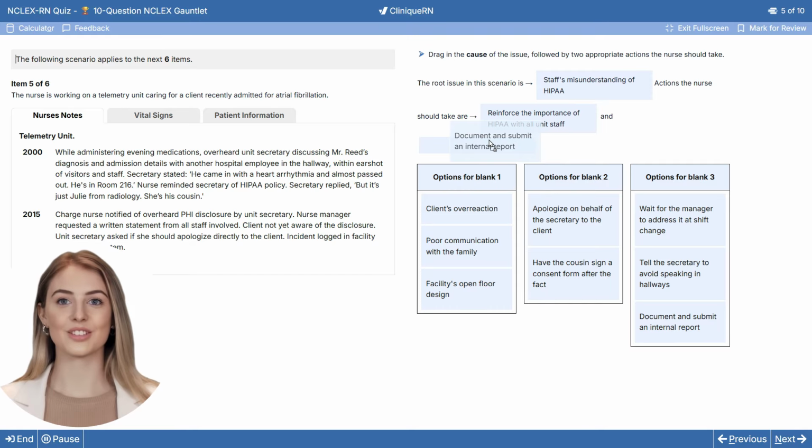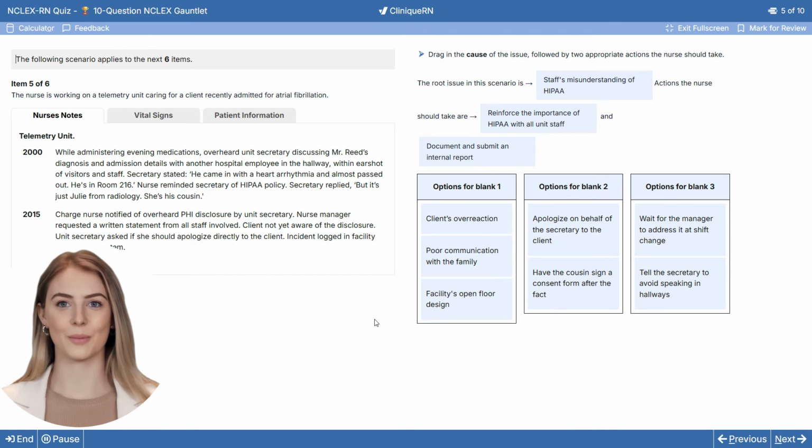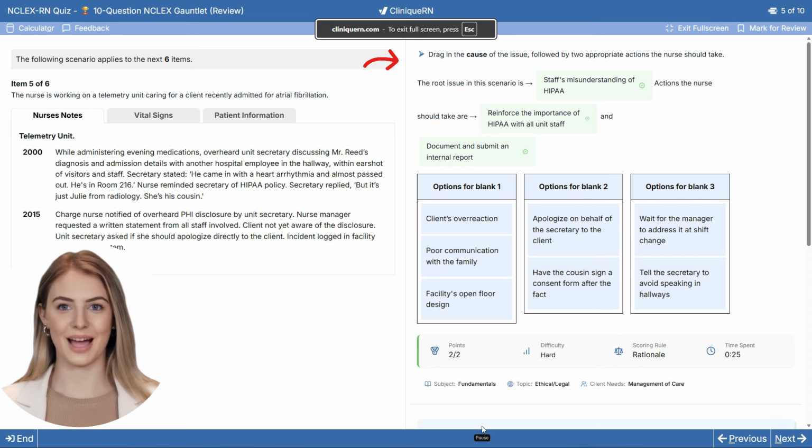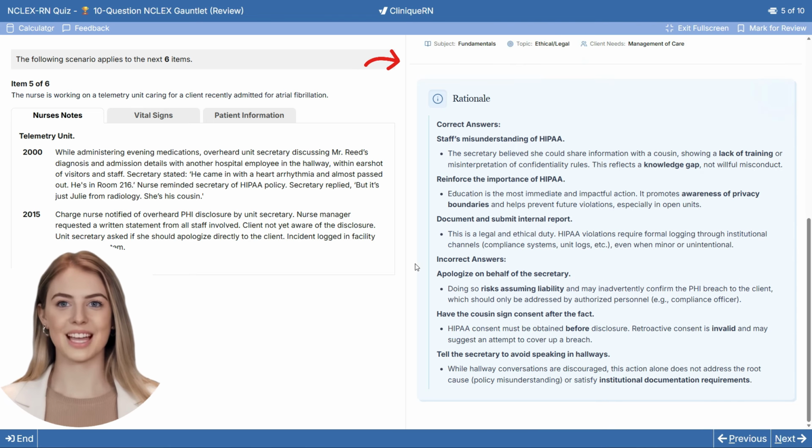Correct answer, document and submit an internal report. Rationale, every potential HIPAA breach, even if minor or unintentional, must be formally logged. Documentation triggers the compliance process and protects everyone involved, including the nurse. Let's clear up why the other choices don't fit.